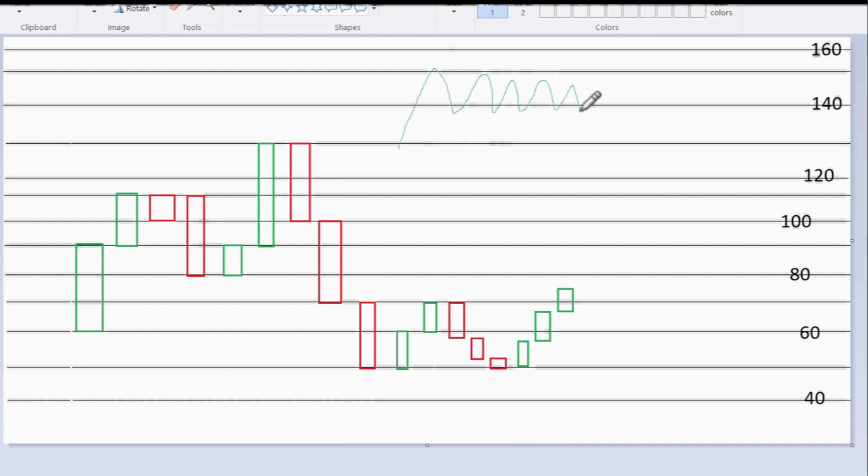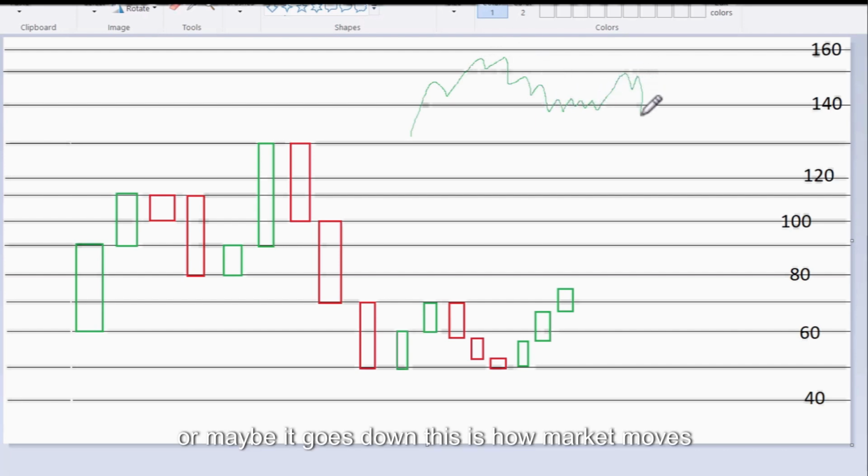This is the simpler form. The market goes up, then the market goes down, then sometimes the market goes sideways, then it goes up, or maybe it goes down. This is how the market moves. The prices go up, prices go down. This is how the market continues.